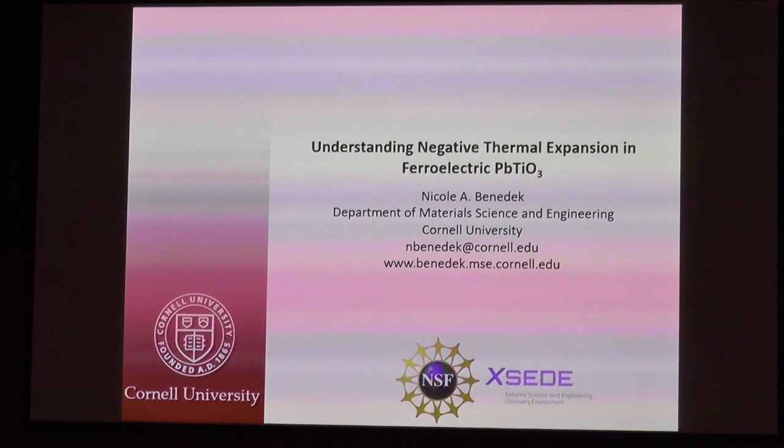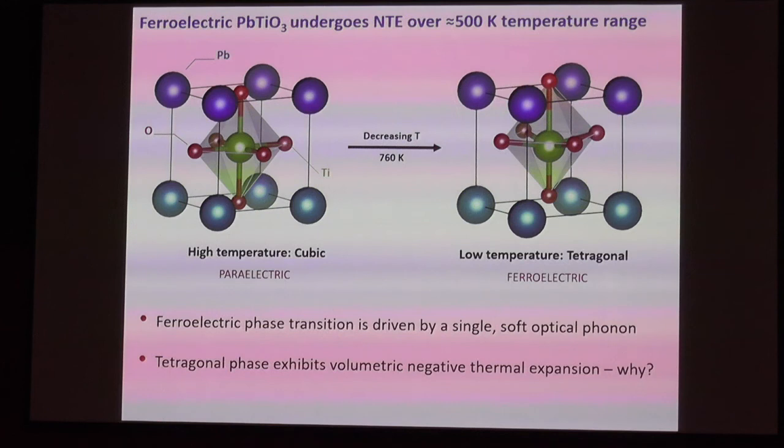When I first started poking around in this area, I discovered something that I hadn't really appreciated before because I hadn't really worked on lead titanate, and that's that it undergoes negative thermal expansion in its ferroelectric tetragonal phase. This is interesting, to me at least, for a couple of different reasons. One is that volumetric negative thermal expansion, where the whole volume shrinks as the temperature increases, sorry, it's been a long day.